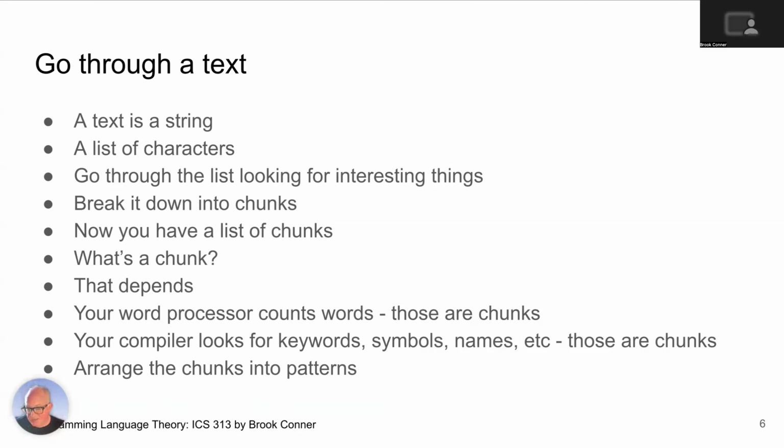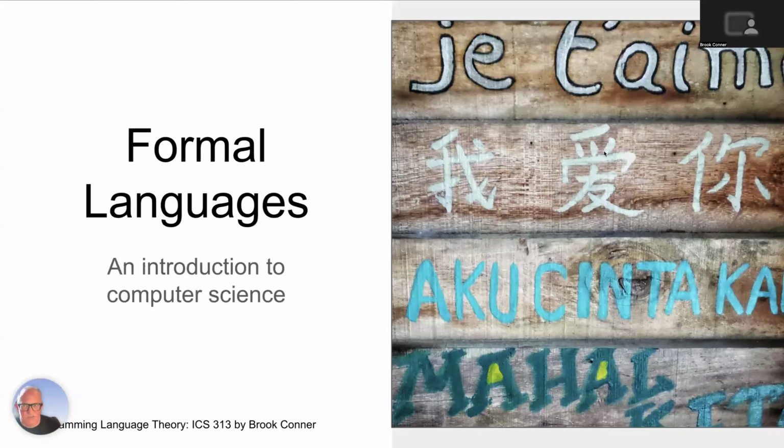If you're a word processor, chunks are words. It counts the words. Those are chunks. Those are things interesting to a word processor. Your compiler, however, is looking for a wider variety of things: keywords, symbols, names, numbers. Those are the chunks. And the compiler is going to arrange those chunks into patterns in order to turn it into an executable program. Scanning is just the part that goes through the chunks.